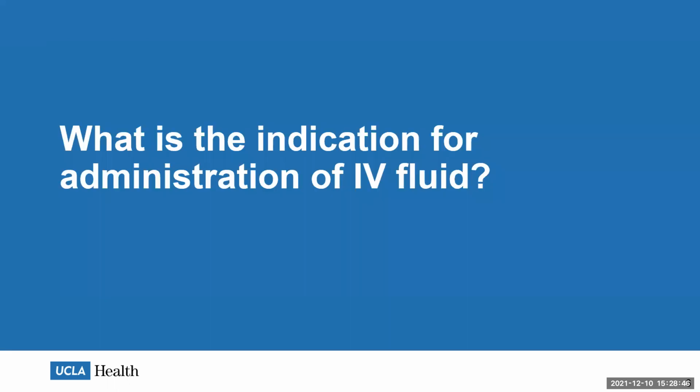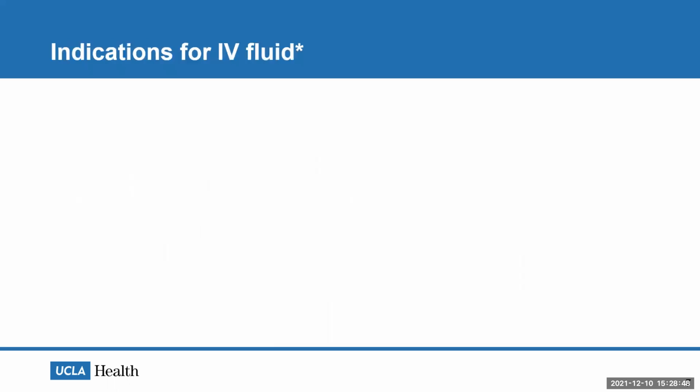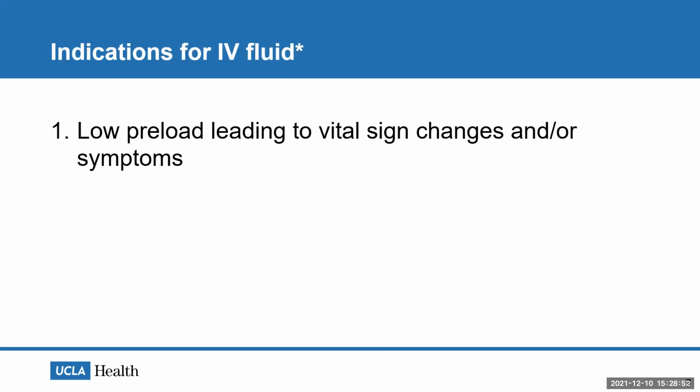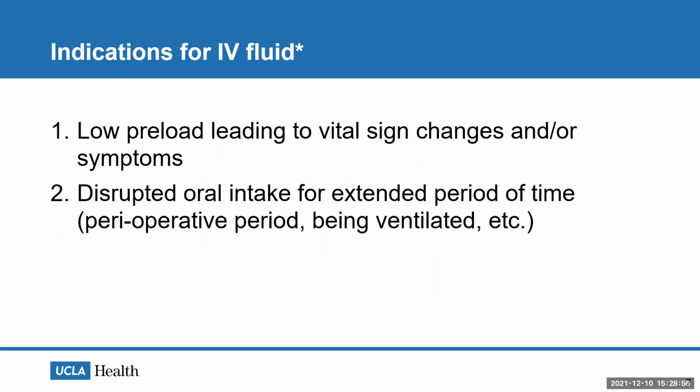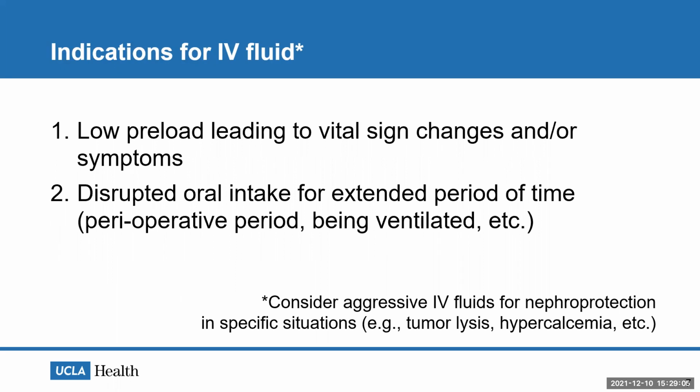So what is the indication for administration of IV fluid? Well, let's go over 2 main indications. So low preload, leading to vital sign changes and/or symptoms. The other is disrupted oral intake for an extended period of time. So perioperative period, being ventilated, things like that. It's an important caveat here. You do need to consider aggressive IV fluids for nephroprotection in specific situations like tumor lysis and hypercalcemia. Once you've decided on an indication, you can move on to the next step.